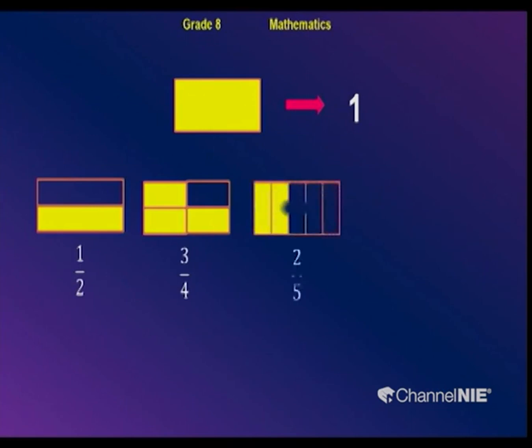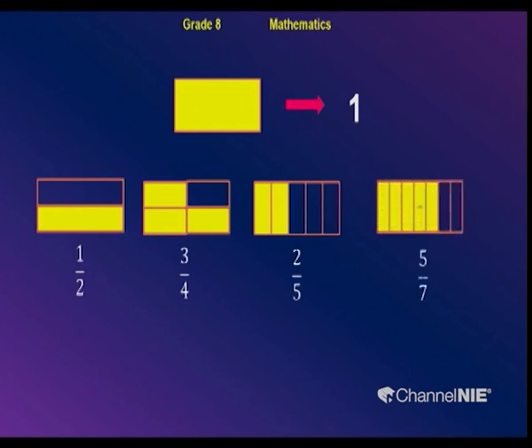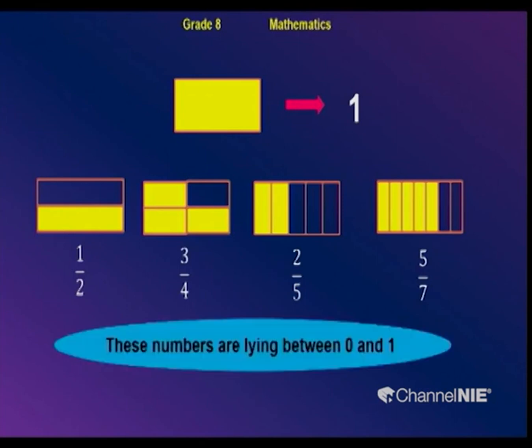Then the third one, 2 over 5. How to represent that? Divide into 5 parts, then I shade 2 parts, then you can see, now we represent 2 over 5. Finally, I take 5 over 7. The same rectangle divided into 7 parts and color 5 parts, then you can obtain 5 over 7. Then these numbers are lying between 0 and 1. So here we can use numbers or fractions for these, because fractions are also numbers.